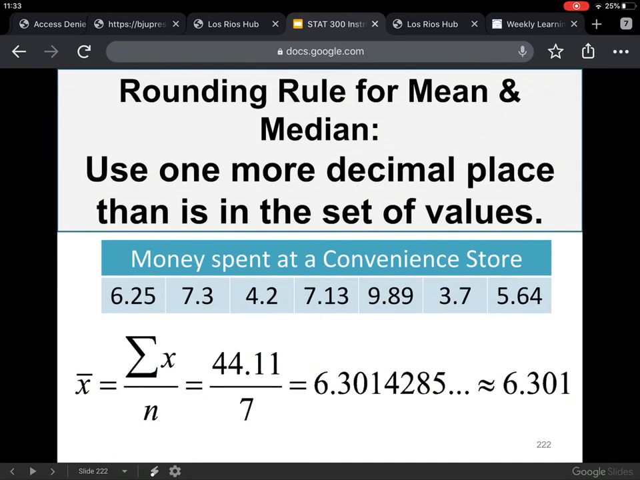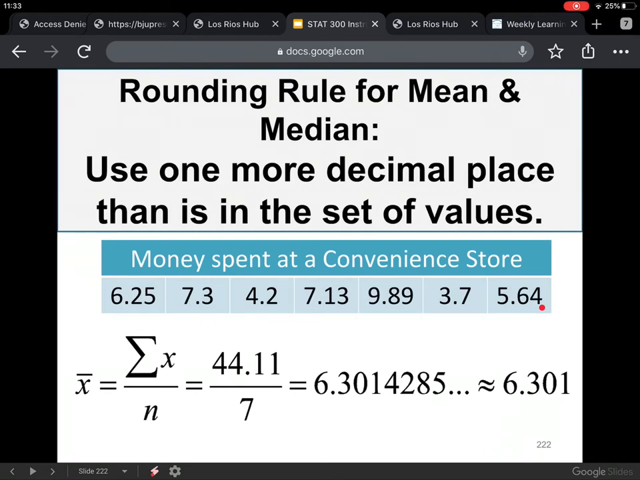Really quick tip for rounding rule for mean and median. You always want to go for one more decimal place than there is in the set of values. So suppose we have money spent at a convenience store, right? What's the furthest decimal point that we have? Well, we have the tenths, and then we have the hundreds. So the furthest that any one of these data points goes out is the hundreds place.